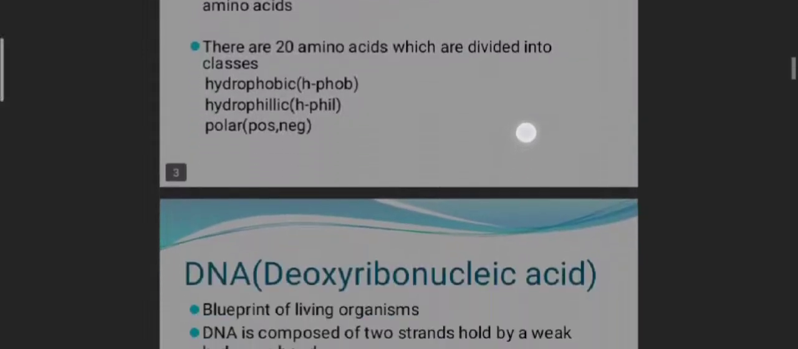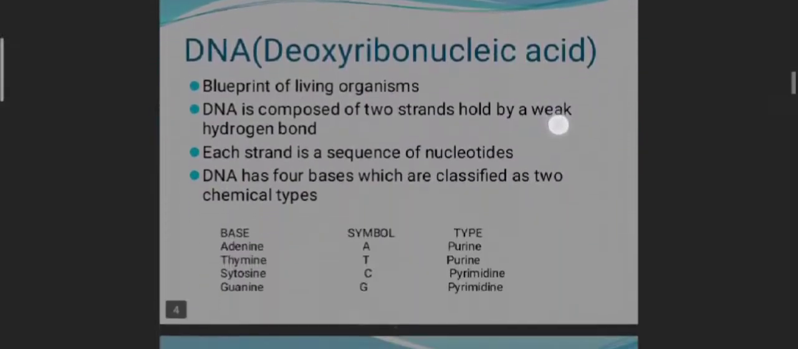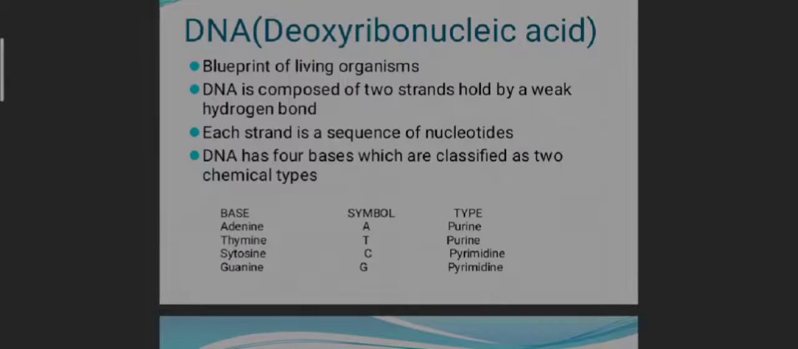Moving further, DNA. DNA, or deoxyribonucleic acid, is a blueprint of a living organism. Secondly, DNA is composed of two strands held by weak hydrogen bonds. Each strand is a sequence of nucleotides. DNA has four bases which are classified as two chemical types. The bases of DNA are adenine, thymine, cytosine, and guanine.